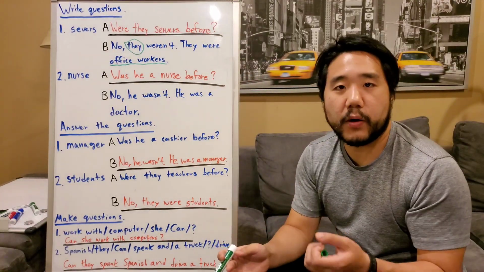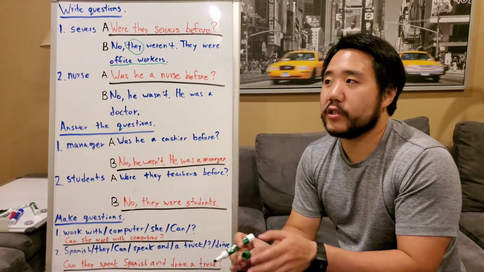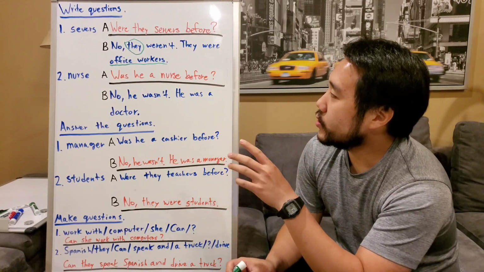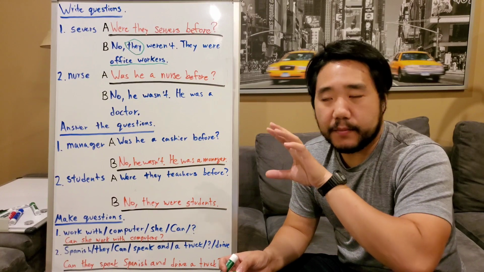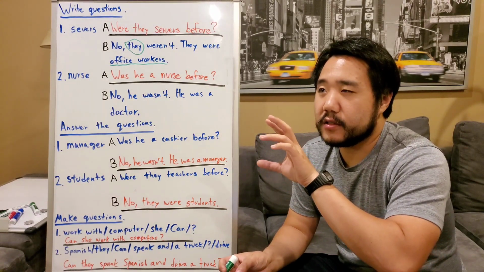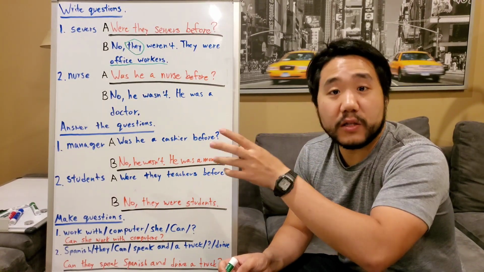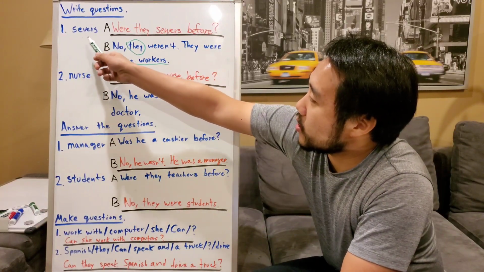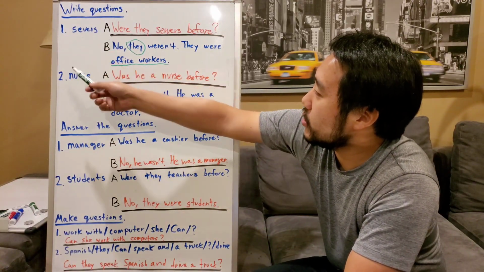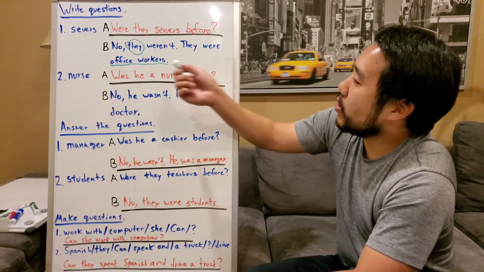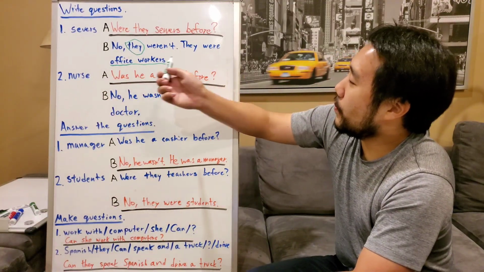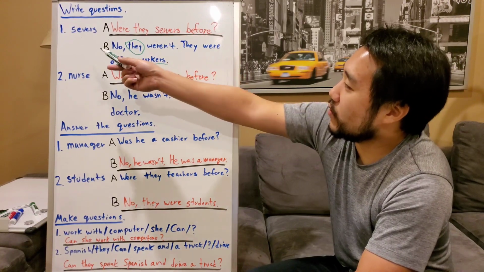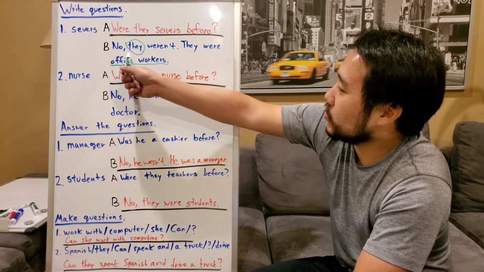So when we're talking about was and were, we're trying to talk about something in the past, right? So it says no, they weren't. So in the past, they're not something that we thought they were. So here, and as I told you, we have to use this occupation to make the question. And then here I said they were office workers. So apparently they were not servers. So that's why it says no, they weren't.